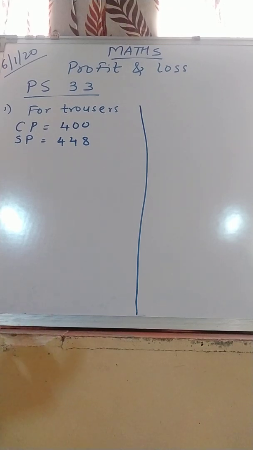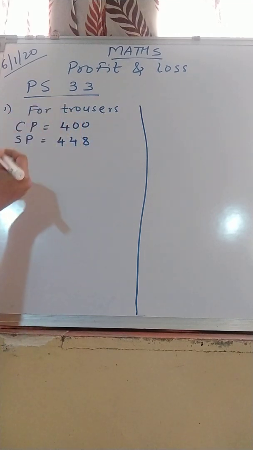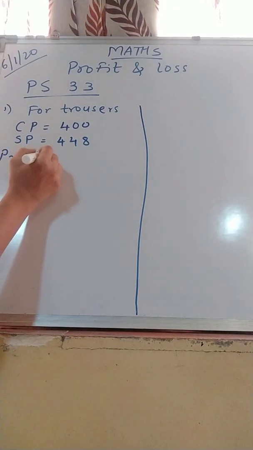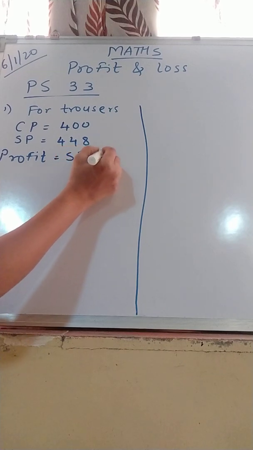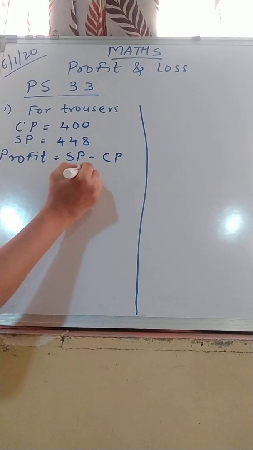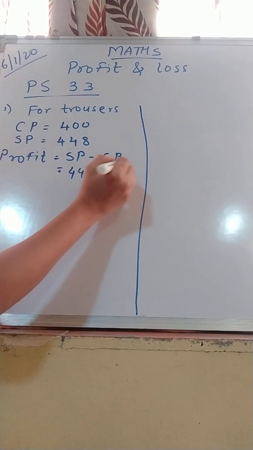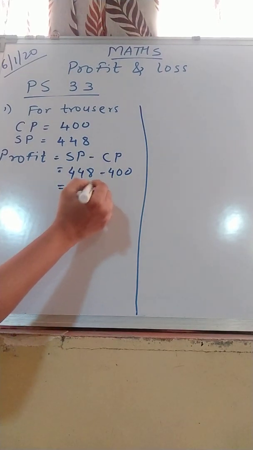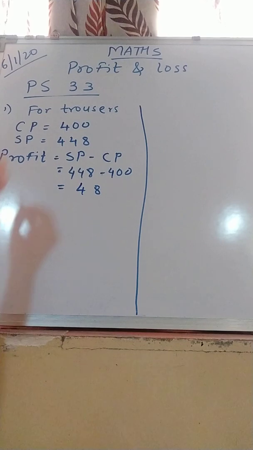So for that, first we have to find out what profit we get in this CP and SP. So profit is equal to SP minus CP. 448 minus 400, right? So what is our profit in this? 48. Now this profit is on this 400 rupees. We have to find out what is the percentage.